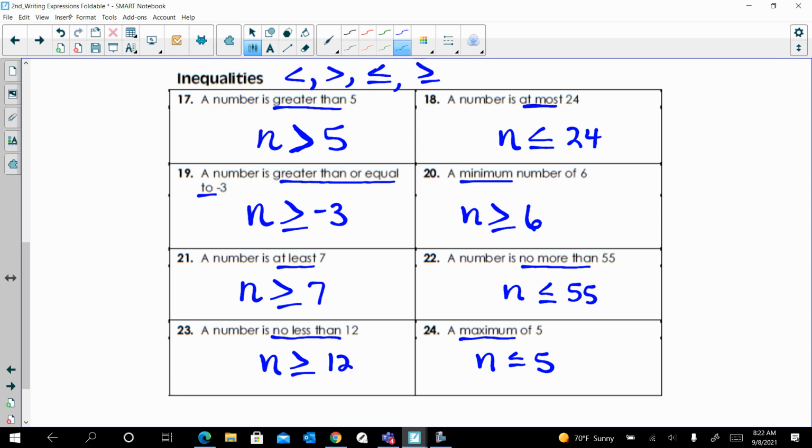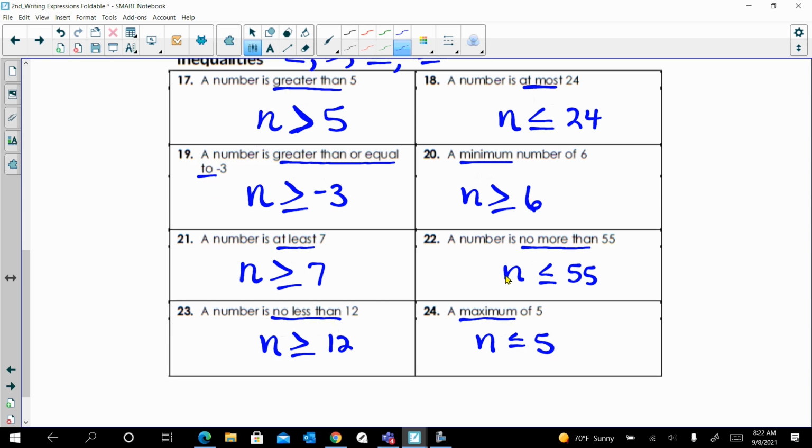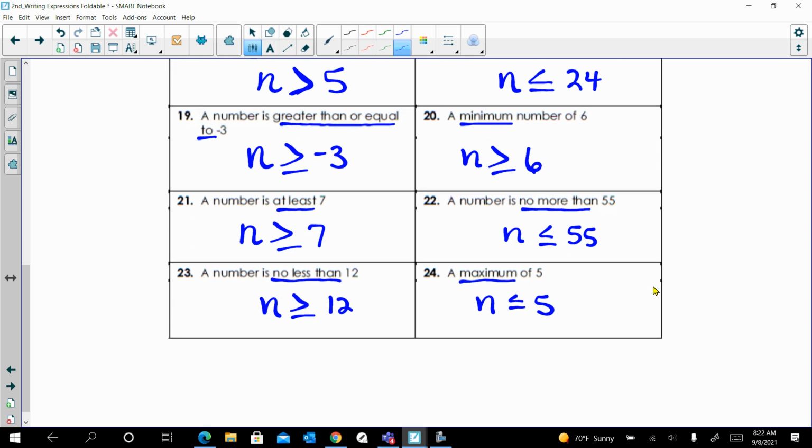All right, check your 22 through 24. I underlined the keyword. Make sure you have the correct symbol that correlates with that phrase. Okay. All right, so now we're going to have some mixed practice. We'll do a set and then we'll do just odds.